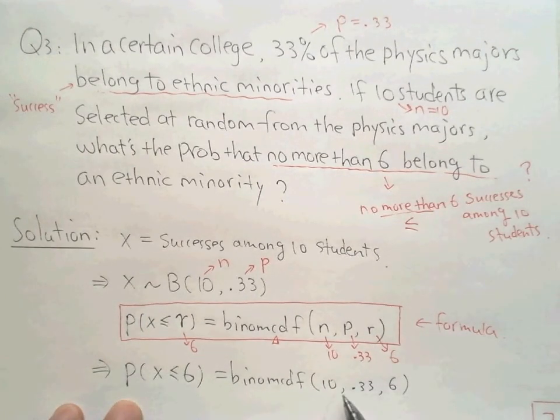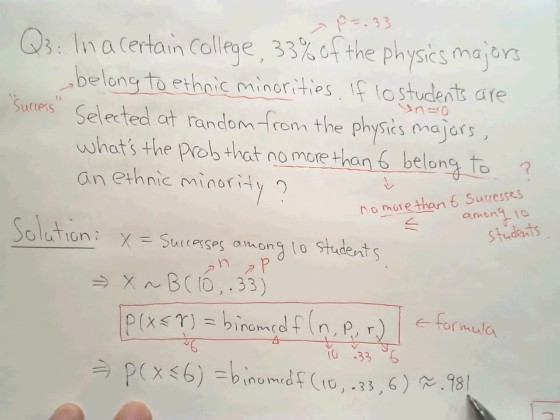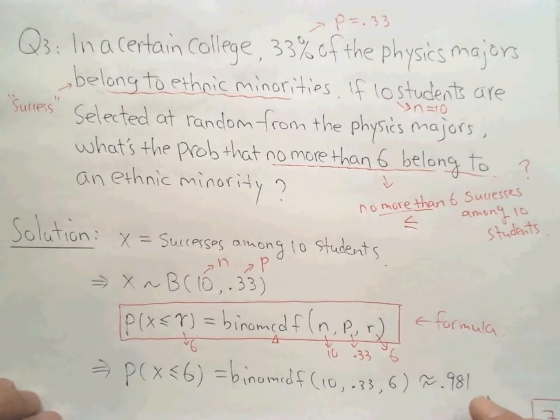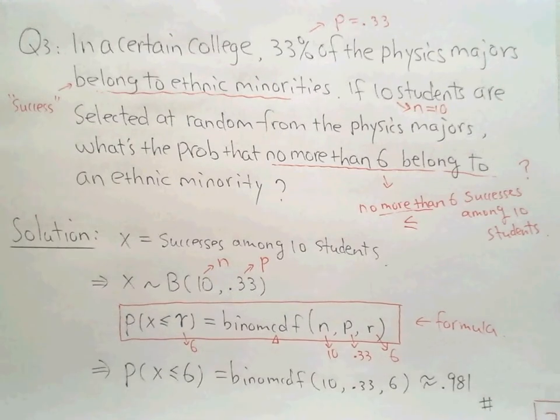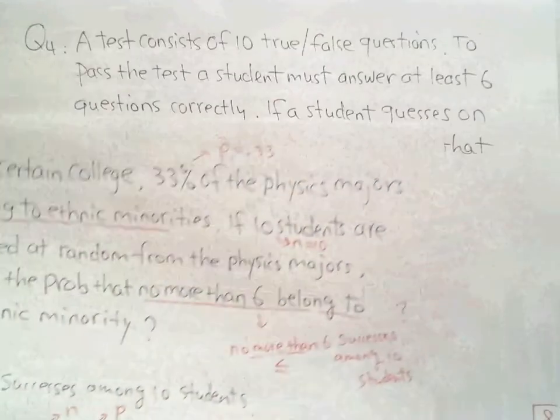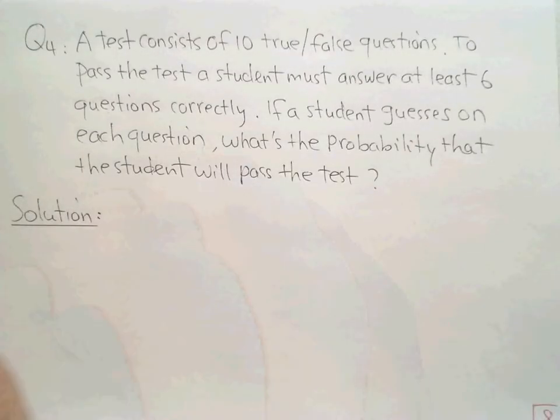So you calculate the distribution, find the binomial CDF, plug in these 3 input variables, and do the calculation. I already got it: it is 0.981. 98% means what? It's a big chance, right? Big chance. One more question, the last question.